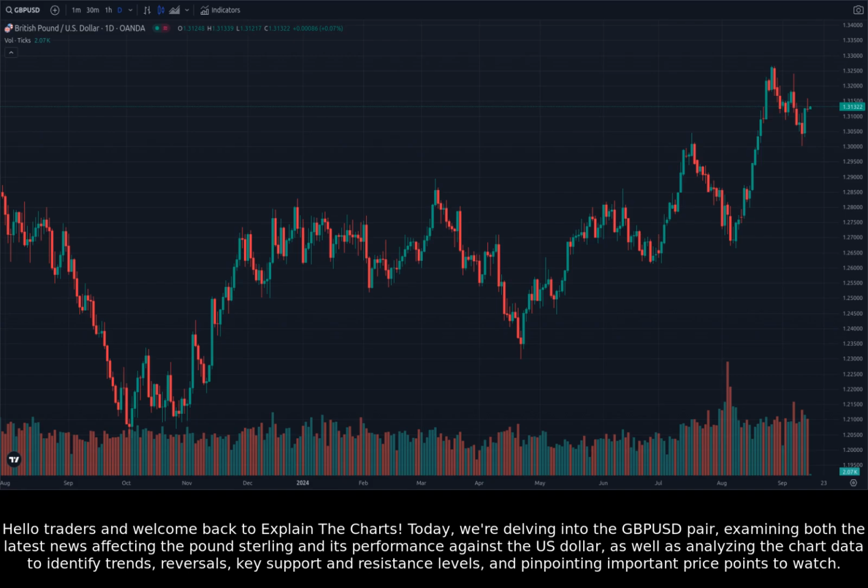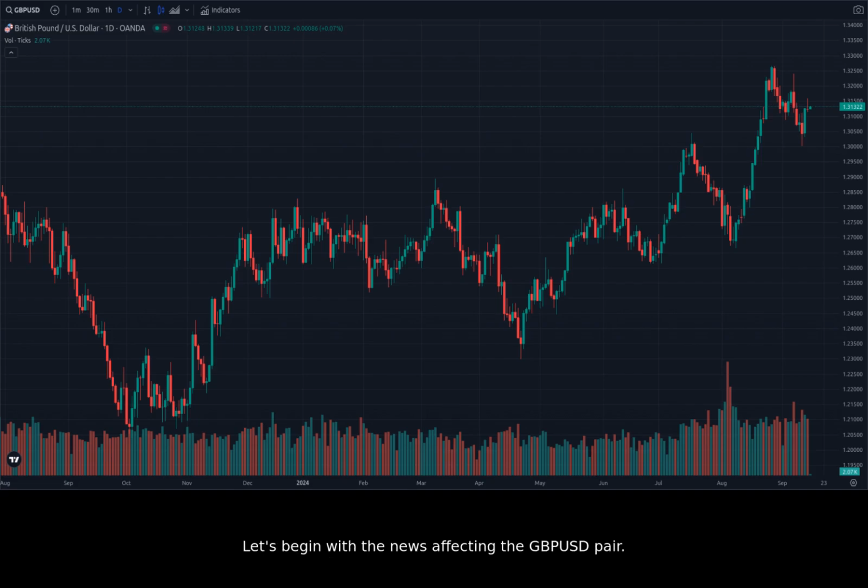Today, we're delving into the GBPUSD pair, examining both the latest news affecting the pound sterling and its performance against the US dollar, as well as analyzing the chart data to identify trends, reversals, key support and resistance levels, and pinpointing important price points to watch. Let's begin with the news affecting the GBPUSD pair.